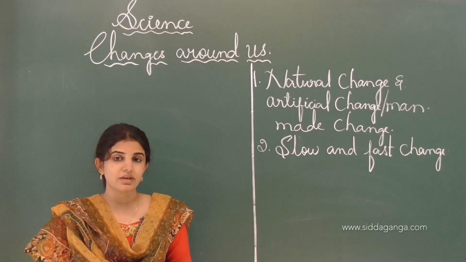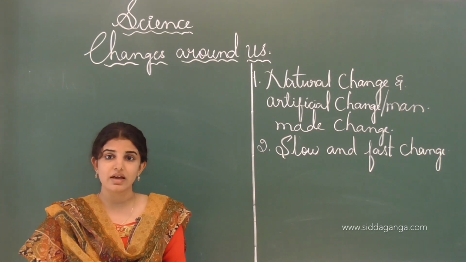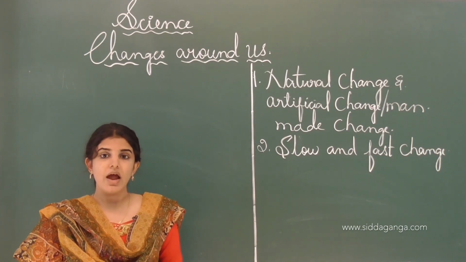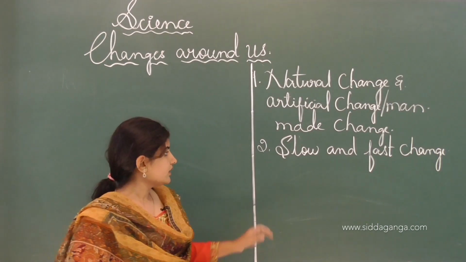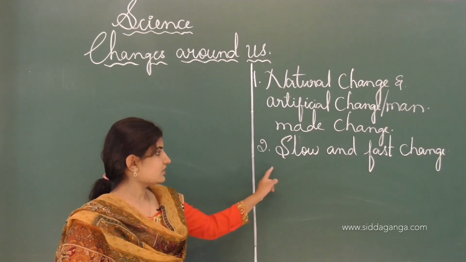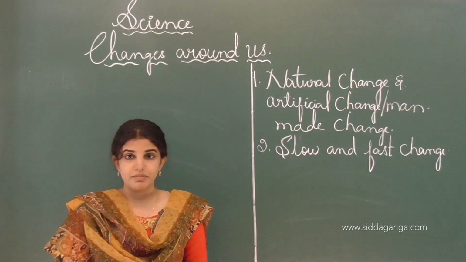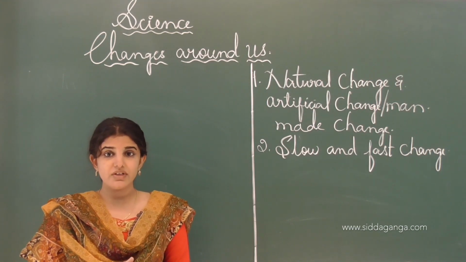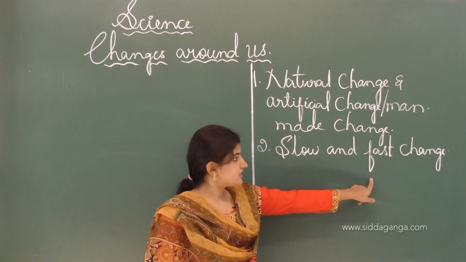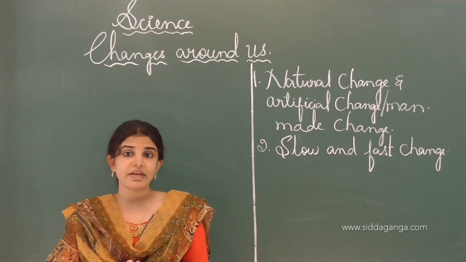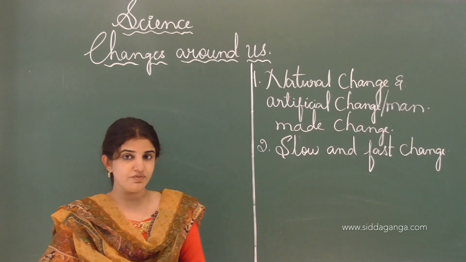In slow changes, examples are milk being set into curd, which takes around 3 hours, and the earth revolving around the sun, which takes 1 year. These are the examples of slow change. Fast changes are those changes for which we can't measure the time taken, and it is difficult to measure. Such changes are called fast changes. Examples are the breaking of glass and the bursting of a balloon. See, these are the examples of fast change.